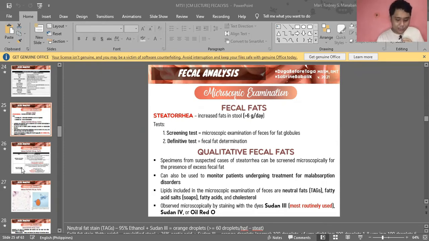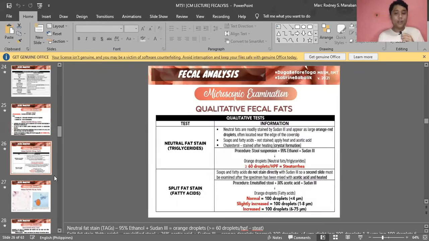And we have two major procedures. Number one, you have the neutral fat stain. So of course, neutral fat stain, this is to detect the triglyceride portion.